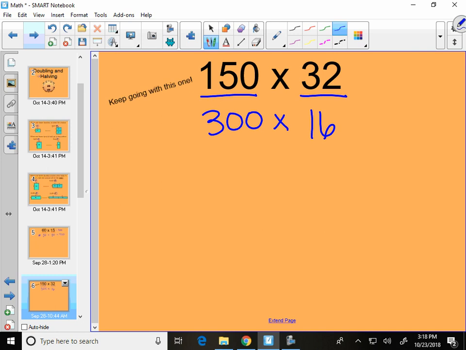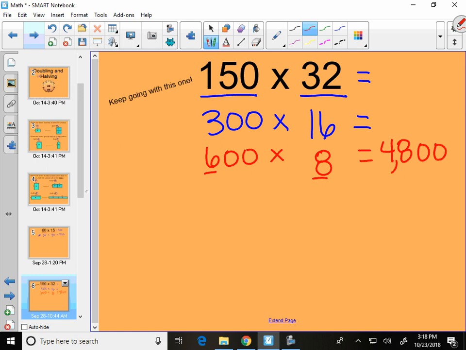Okay, it's getting a little easier. Like, I don't know what 150 times 32 is. I don't know. And 300 times 16 is really not all that easy either. So I'm going to keep going. Cut one of the numbers in half and double the other one. That's way easier, right? 6 times 8 is 48. 2 on the left, 2 on the right. I have not really changed the number at all, but I've certainly made it easier on my eyeballs and easier on my brain. But let's keep going, because you could.